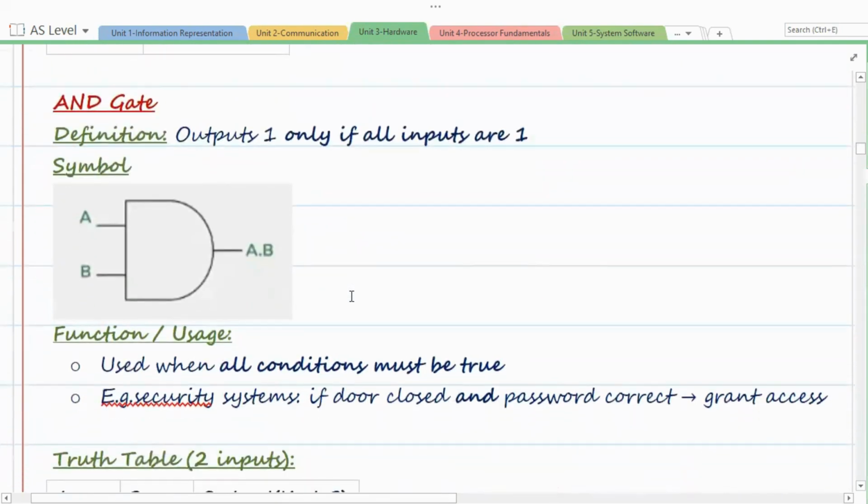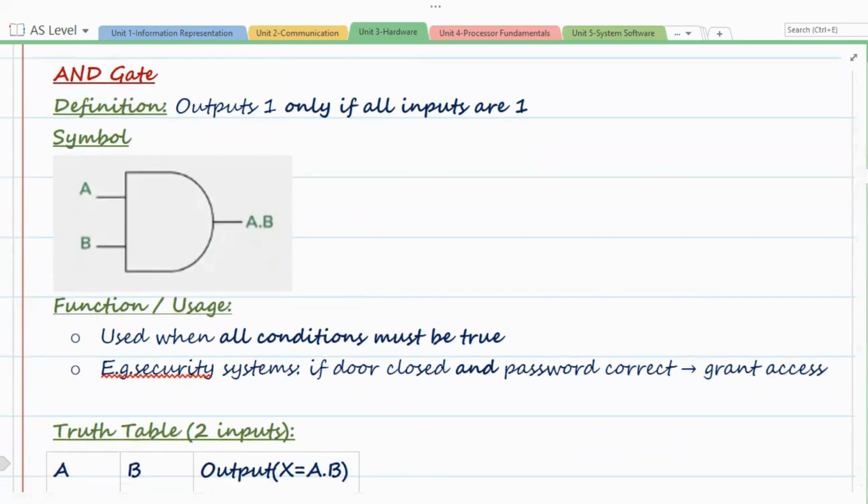Now let's move towards the AND gate. The AND gate gives output 1 only when all inputs are 1. It can have 2 or more inputs. As I said, this is the symbol. A, B, that means you can have 2 or more inputs. And then the output is A dot B. So dot represents the AND operation. The AND gate gives 1 only when both the inputs or all the inputs are 1.